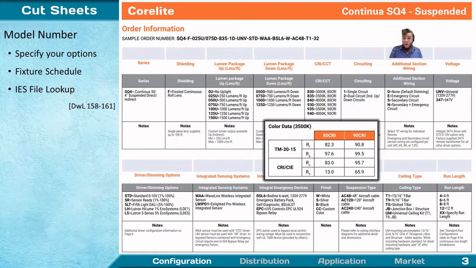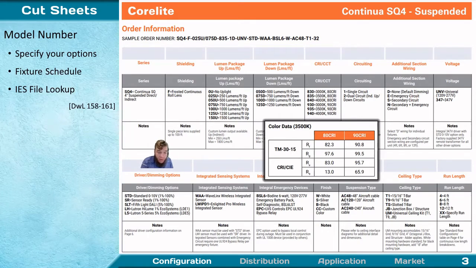We can take a look over here in these three sections. This is all of our electrical. So this ties back into the kind of driver we're using and the kind of power and circuiting that this light source expects and will be set up for when it's delivered to your project site. Here's the driver itself, driving and dimming options, which is also going to give you a very clear idea of what kind of control interface you're getting with this.